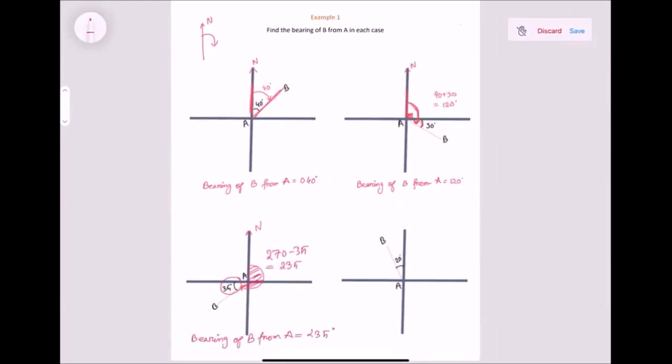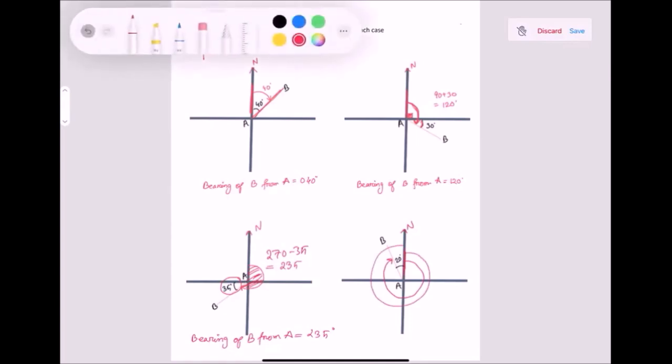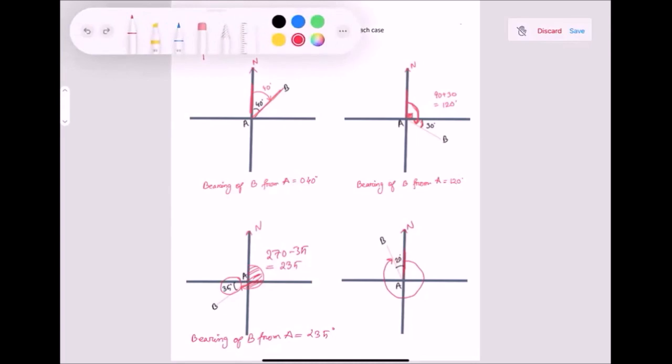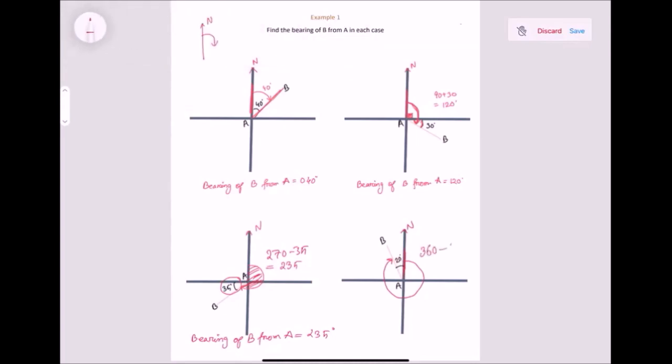And the last one, we have 20 degree with the north line. The bearing has to be in a clockwise direction. So starting from here, if we move in a clockwise direction, this is the angle. So as we know, the total is actually 360. So if we just deduct this 20, we will get the remaining part. So the bearing will be 360 minus 20.